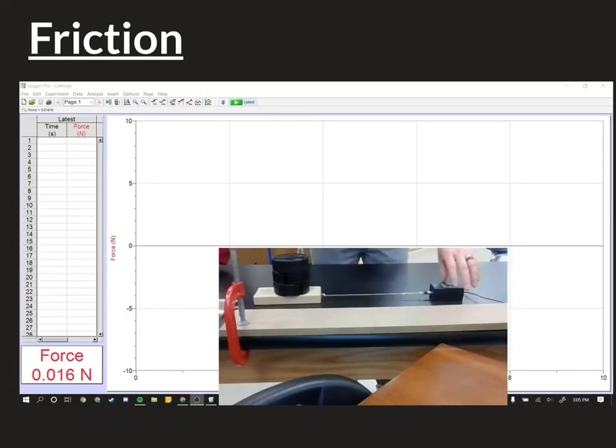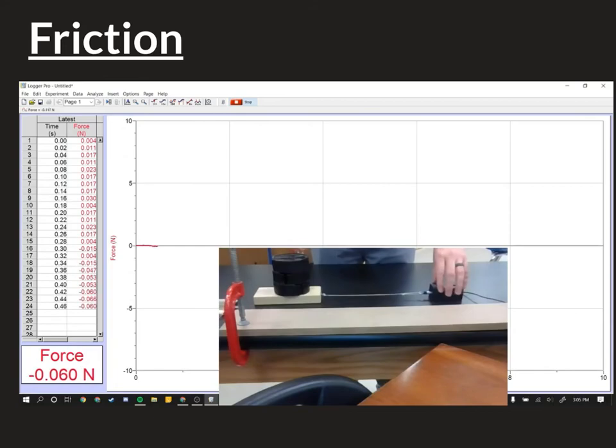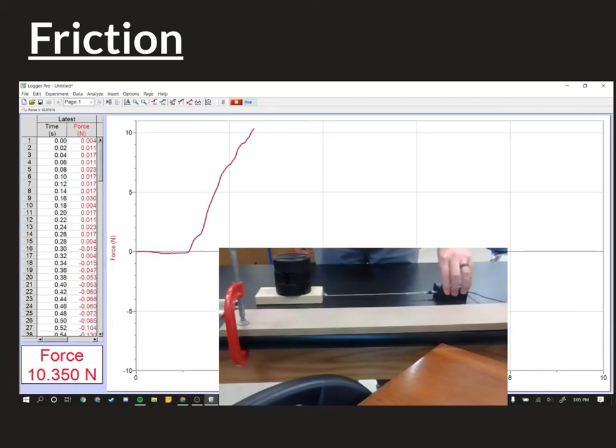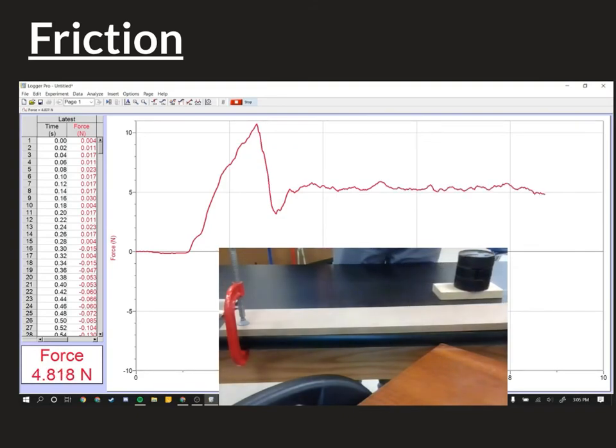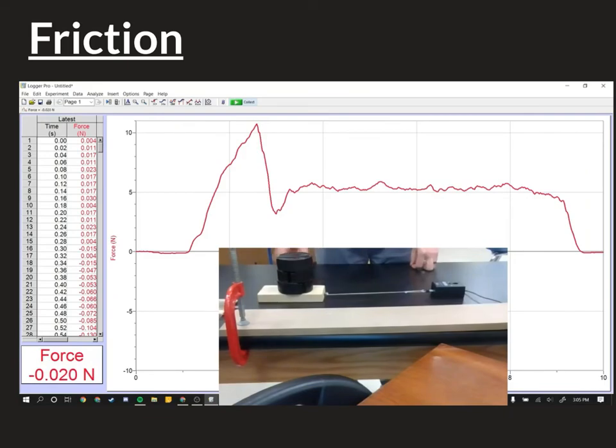So this time I'm going to pull it, but I'm also going to set the force sensor to collect data, and let's look at what graph we get for the force. So I see the force increases, then drops back down, and then is more or less a constant force for the rest of the time. So let me pause this.